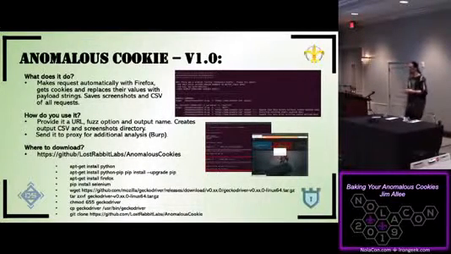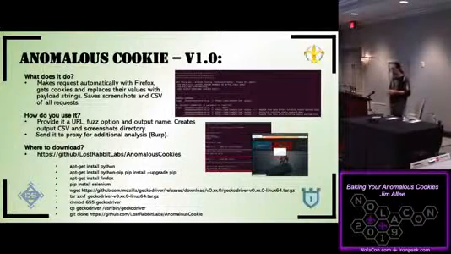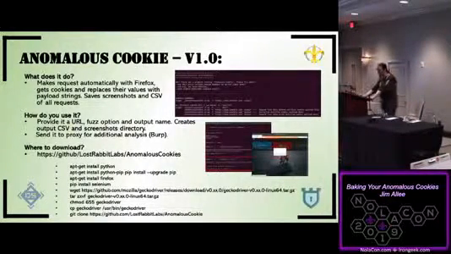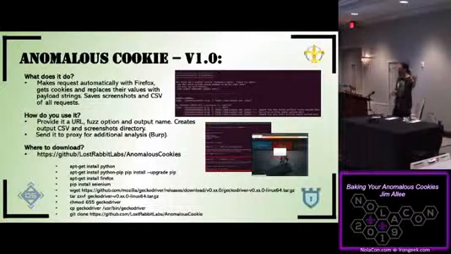Let's talk about Anomalous Cookie here. This is the script I wrote for cookie fuzzing. What Anomalous Cookie does is it makes a request with Firefox, using payloads, whatever's in the fuzz list. It'll save screenshots of each request and make a spreadsheet. You just provide a URL and a fuzz option to replace the cookie value with your payload, prepend it, or append it.